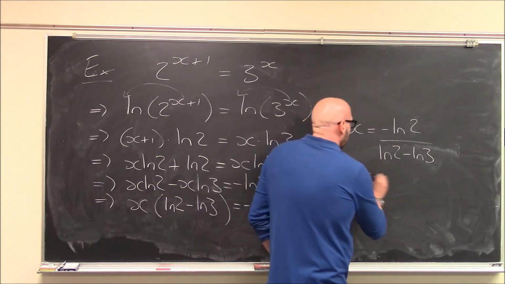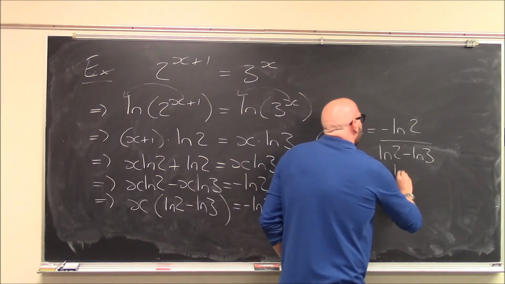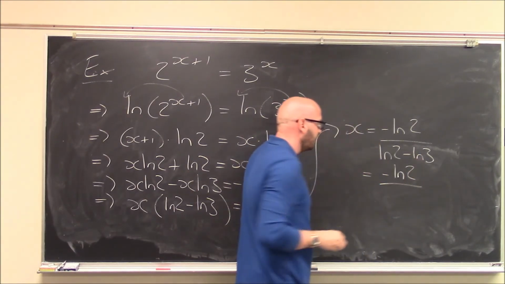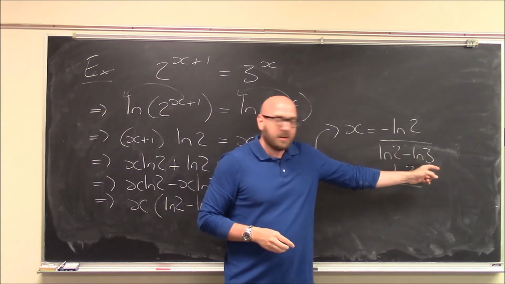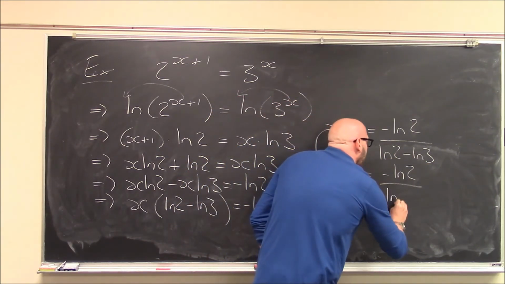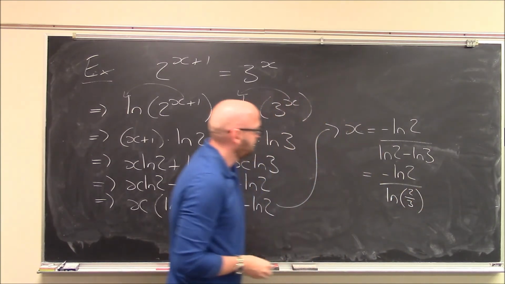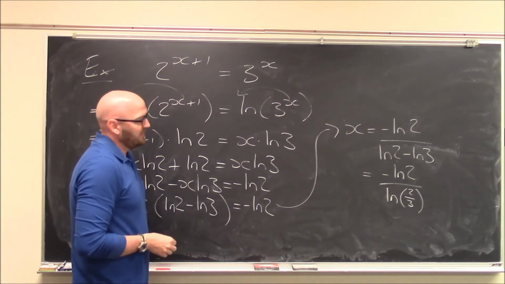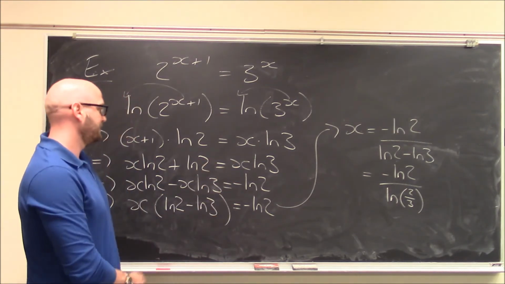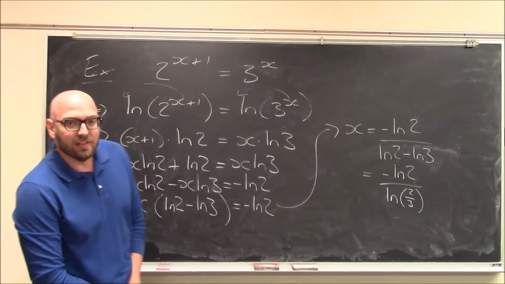One thing you could do if you wanted to simplify this a little bit more, although some people might say this form looks a little better, ln of 2 minus ln of 3, remember I can write that as ln of 2 over 3. Is it prettier? I don't know. But either way, there's the answer.